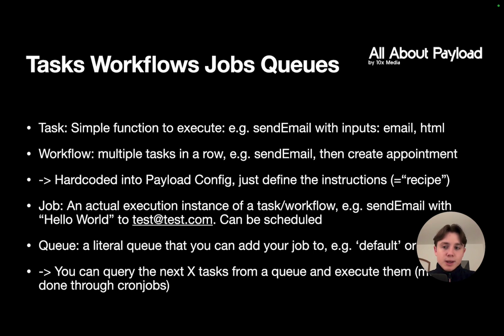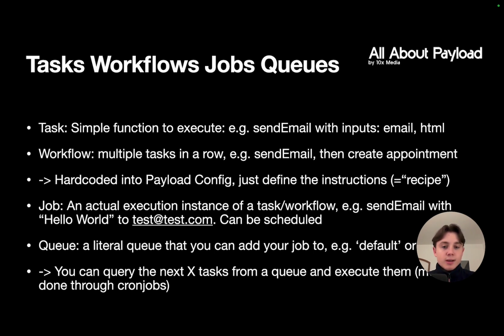So let's start with a task. A task is basically a simple function that you define. For example, send email, and you declare a specific input, a specific output. You can also declare specific success operations if the task succeeds or if the task fails. So as an example, we're going to take the send email task with 2 inputs, the email and the HTML that should be sent. Now, a workflow is basically multiple tasks in a row.